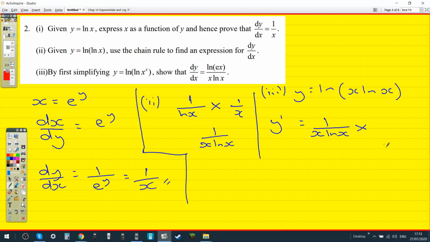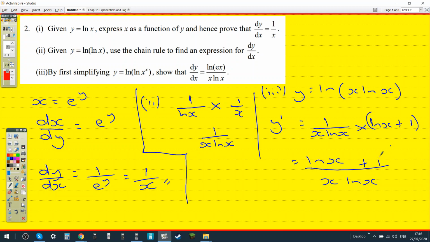That would be product rule, right? The bit inside. Yep. So that would be ln x plus 1. That's it. So ln x plus 1 over x ln x. ln x plus 1 over x ln x and ln e.